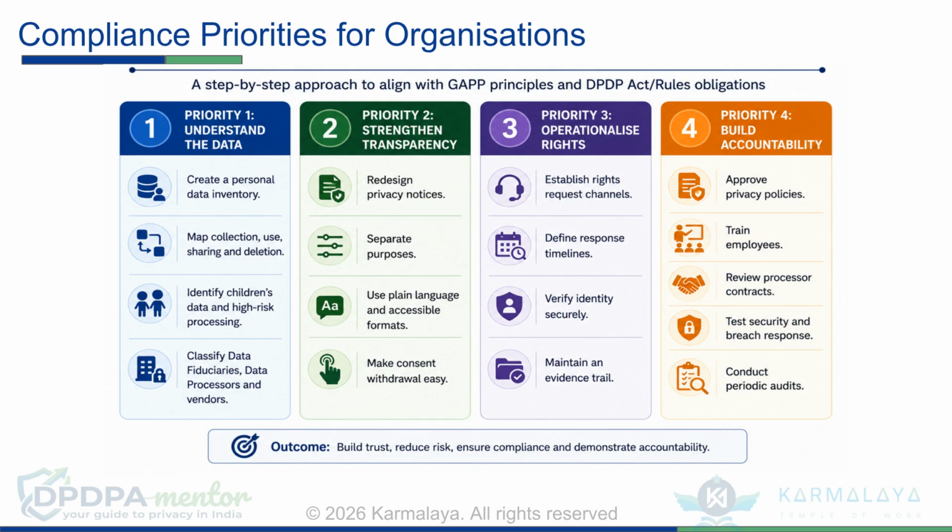The key message is to move from documents to operating capability. A privacy notice is useful only if the organization's systems, contracts, and employee practices match what the notice says. The first implementation exercise should usually be a data flow inventory. Once the organization knows what it collects, why it collects it, where it is stored, who receives it, and when it is deleted, it can design the remaining controls more accurately.